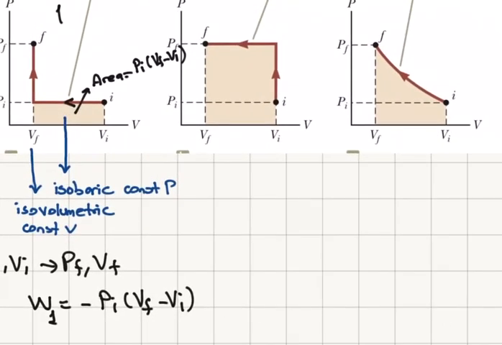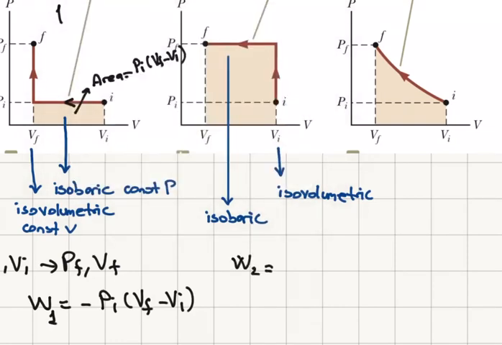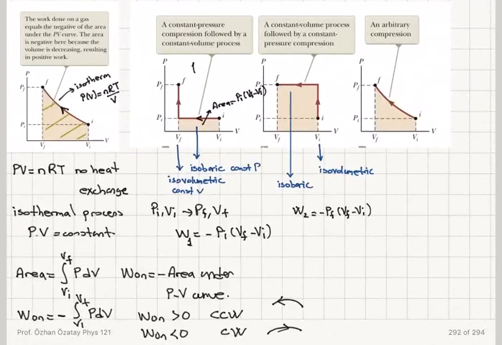In the second process, I start with an isovolumetric step. This is isovolumetric. And then I keep the pressure constant, and that is isobaric. Now the work done in the second process will be equal to minus P final times (V final minus V initial), and again V final is less than V initial, so this is going to be a positive work done.